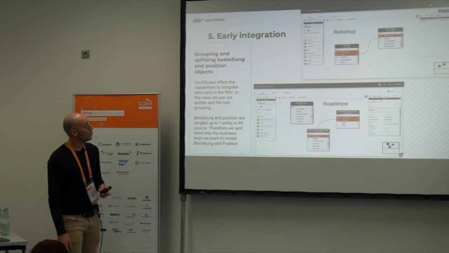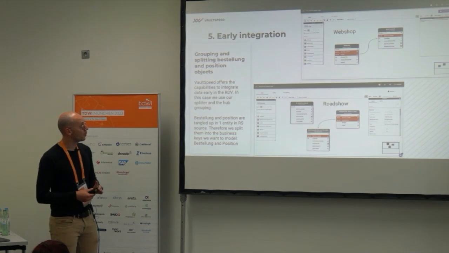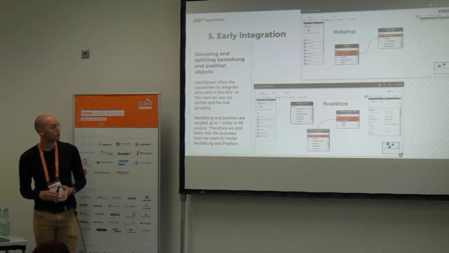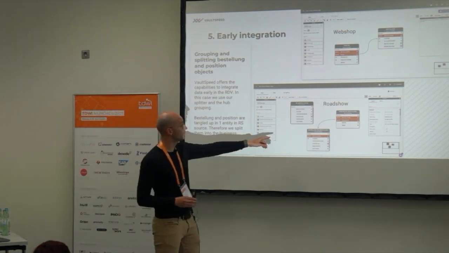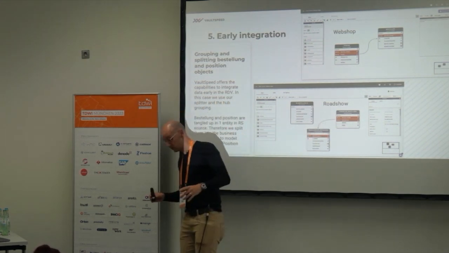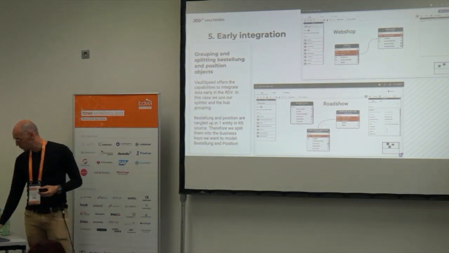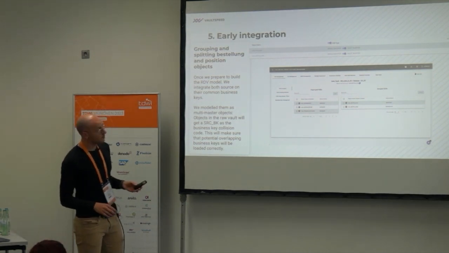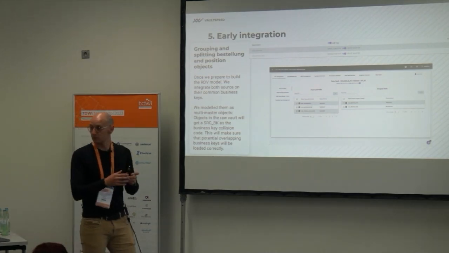Early integration: this was the case where we had different ways of modeling the order in the webshop compared to the roadshow source. So I chose to split the order of the roadshow into an order and a position, and I used the product ID as the second part of my business key for the position of the roadshow. So that's one thing, splitting that object in that one source. The second thing is then to group them back together across the sources.